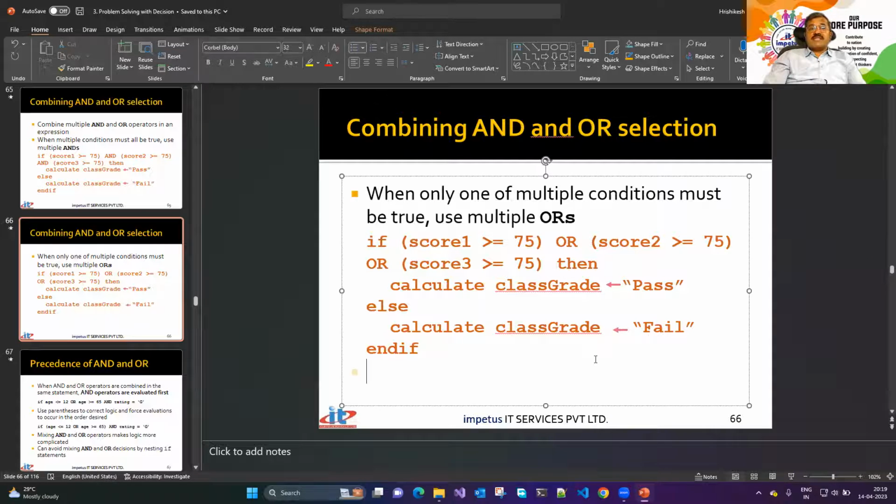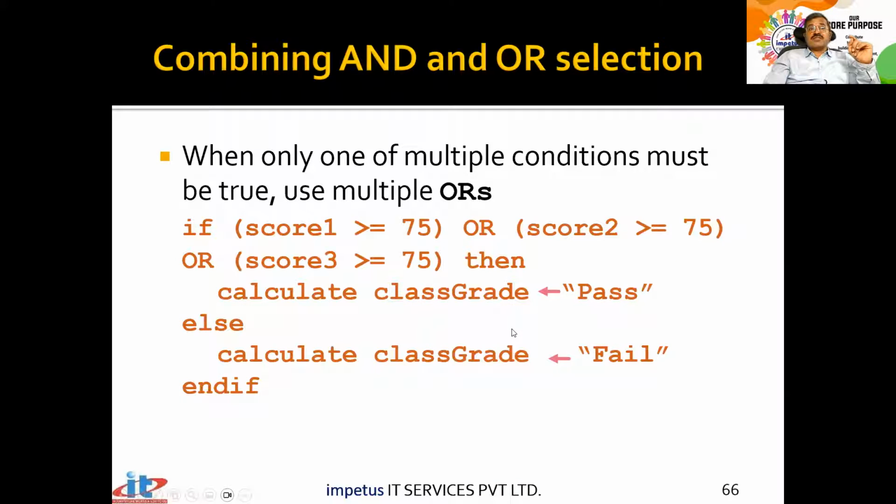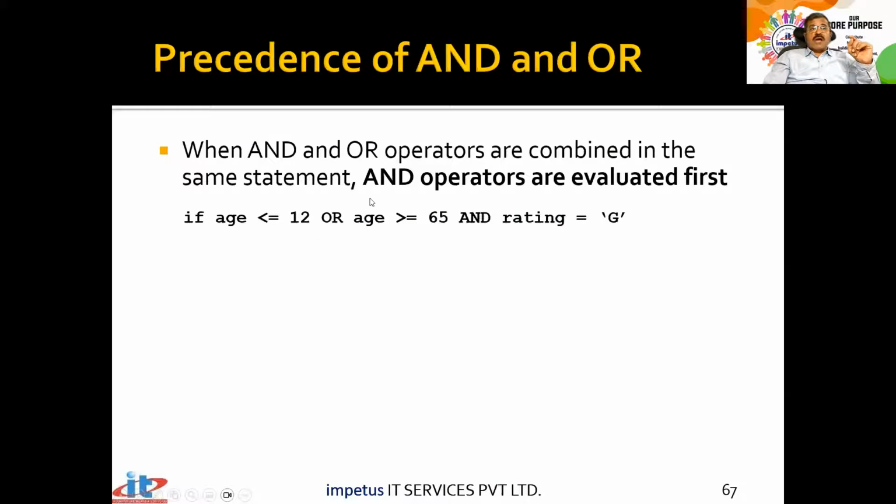But the most complex things happen when you are putting across a condition where there is one and, and one or multiple and, multiple or. Now there it is important for us to understand which condition will get executed first. So when and and or operators are combined in some statements, and operators are evaluated first. This is very important. So if an expression contains and and or together, what will get evaluated first is and.